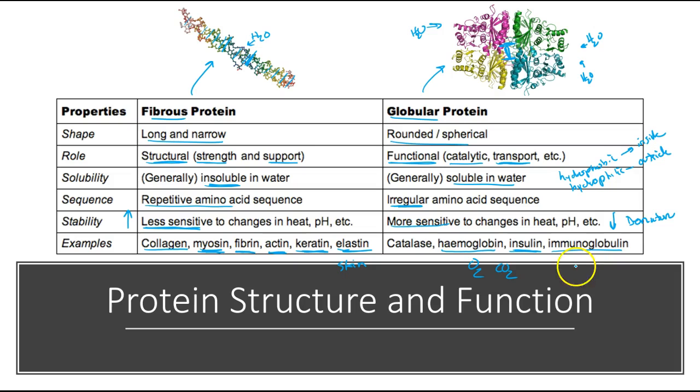Insulin signals the absorption of blood glucose. Immunoglobulin is part of your immune system. We're going to talk about it in more detail. It makes up the antibodies, I should say. Antibodies have specific antibody-antigen interactions. That gives the immune system the ability to identify and attack foreign and possibly invading cells.